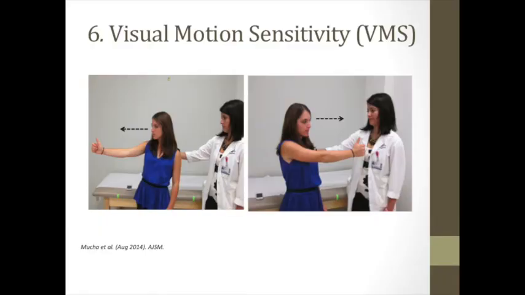Visual motion sensitivity, or VMS, tests visual motion sensitivity and the ability to inhibit vestibular-induced eye movements using vision. The participant stands with feet shoulder-width apart. The examiner stands next to and slightly behind the participant, so the participant is guarded and movements can be easily performed. The participant holds an arm outstretched and focuses on their thumb.